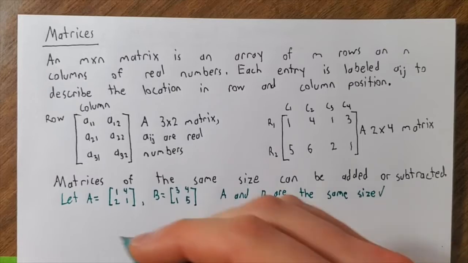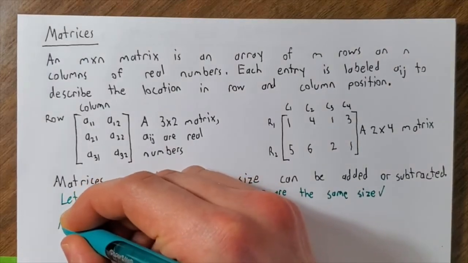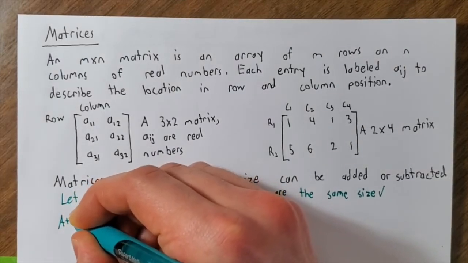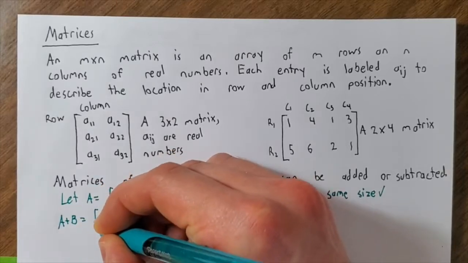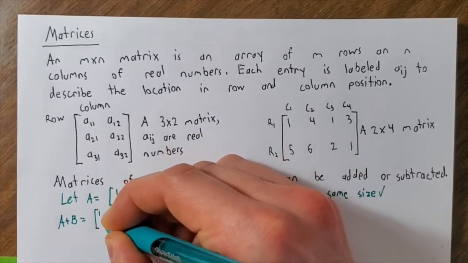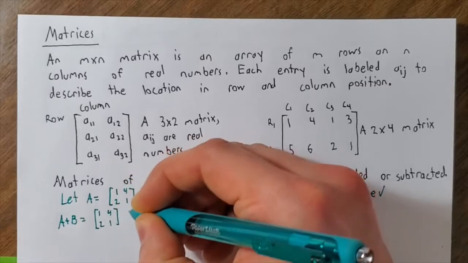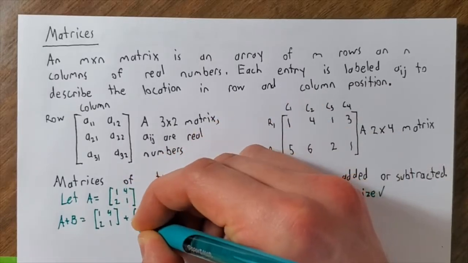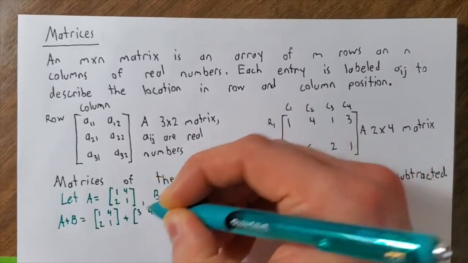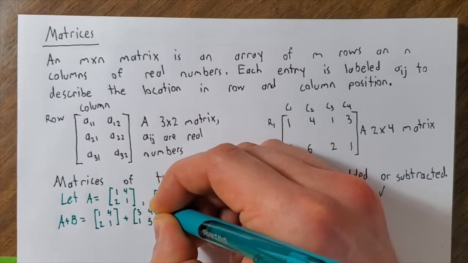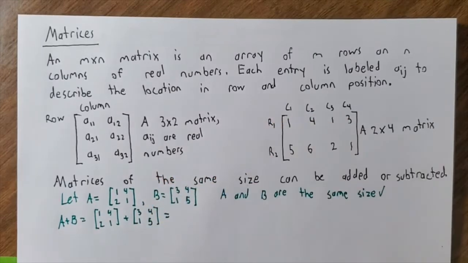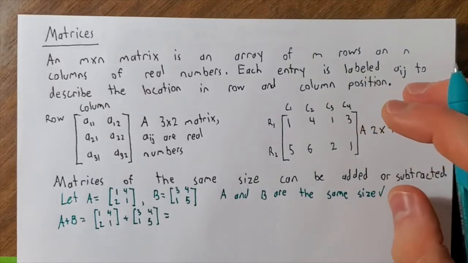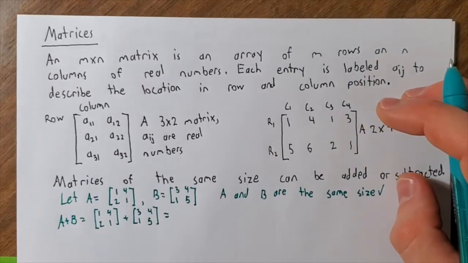So now if we want to add these two together, we'll say A plus B is equal to, and then I'll just rewrite them down. We've got our two 2 by 2s here. And it's really simple. All we'll have to do is add the entries together that are in the same corresponding positions.